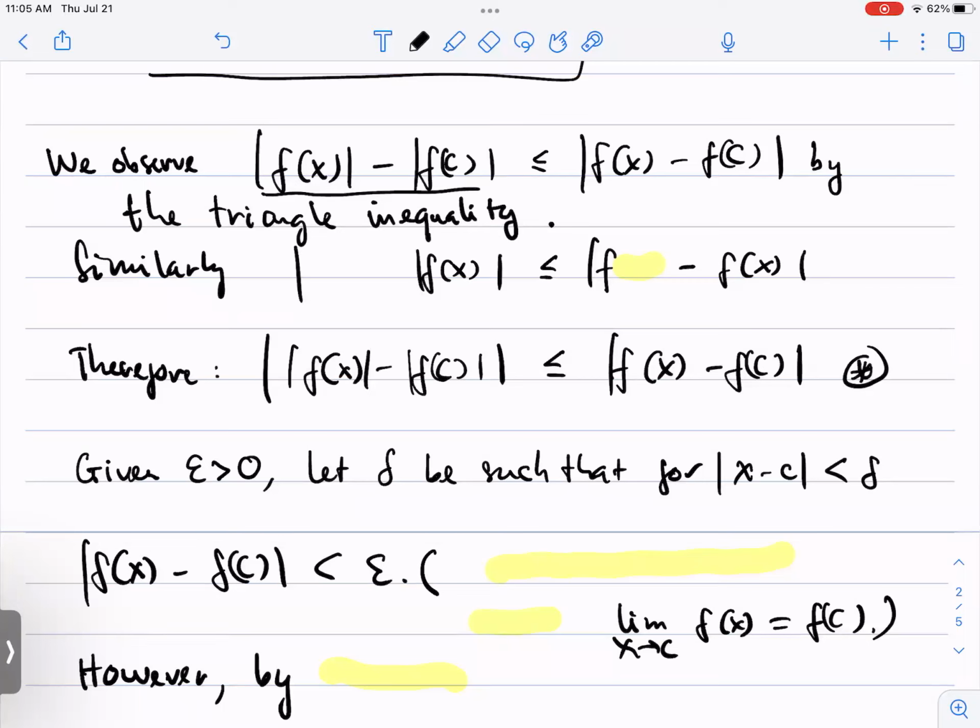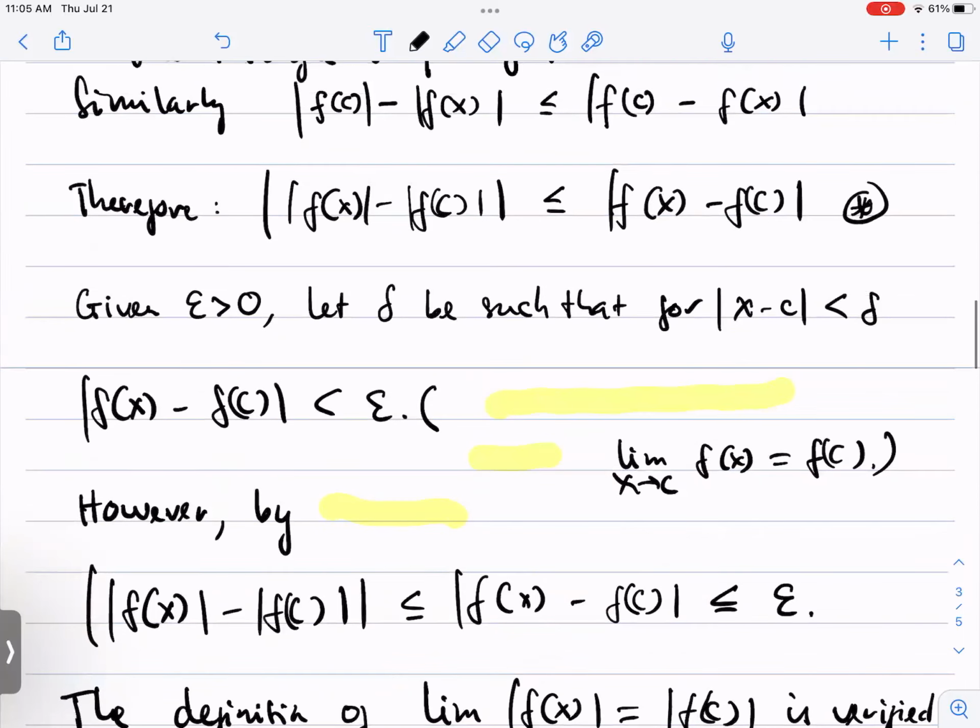Similarly, we can reverse this equation. So the absolute value of f(c) minus the absolute value of f(x) is smaller than or equal to the absolute value of f(c) minus f(x). Therefore, the absolute value of the difference of the absolute value of f(x) and the absolute value of f(c) is smaller than or equal to the absolute value of the difference between f(x) and f(c).